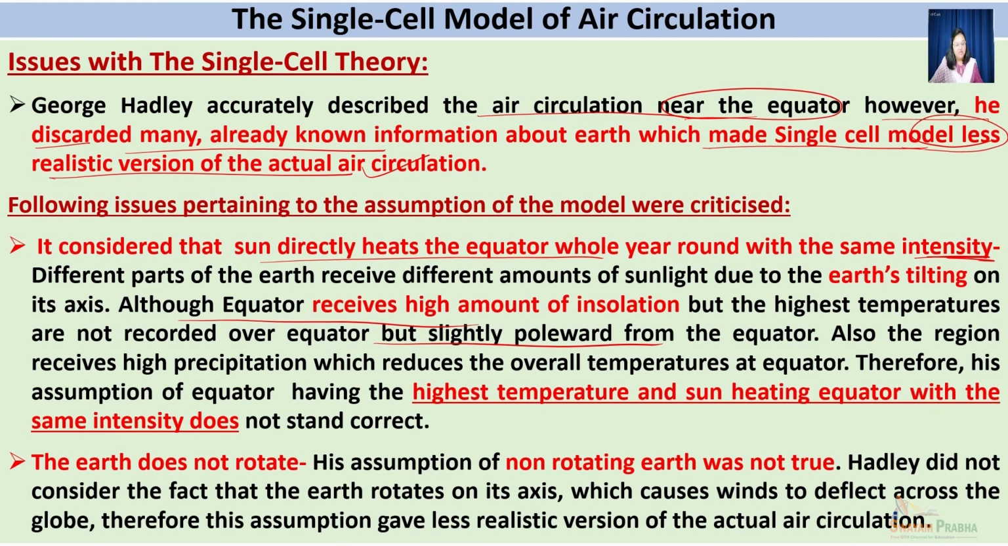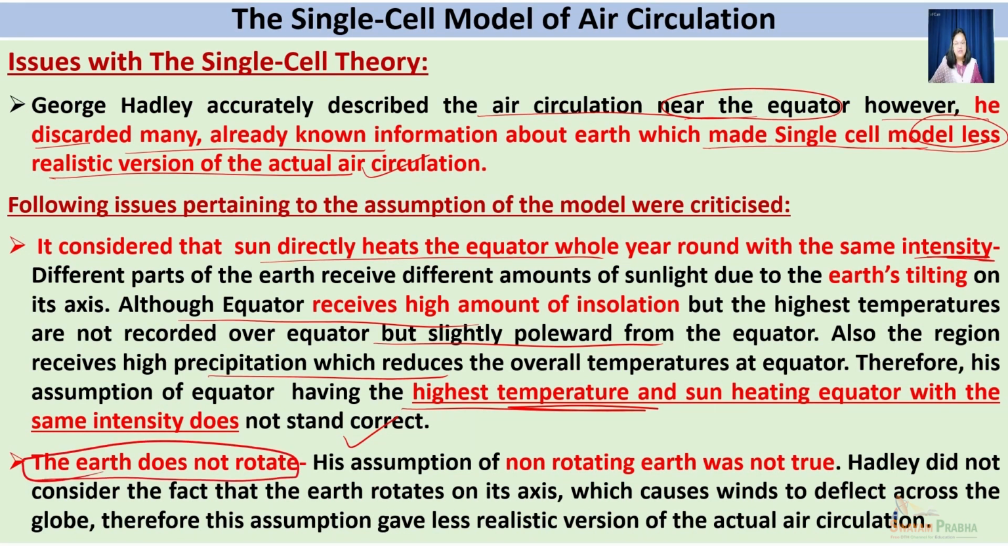Also, these regions receive very high precipitation, which reduces the overall temperature at the equator. So we know today that although the equator receives a fairly high amount of rainfall, the highest temperatures are seldom recorded over the equator, rather they are recorded slightly 20 degrees north and 20 degrees south of the equator. Therefore, his assumption of the equator having the highest temperature and the sun heating the equator with the same intensity throughout the year does not stand correct, and it greatly affects the circulation of wind, especially in the lower latitudes.